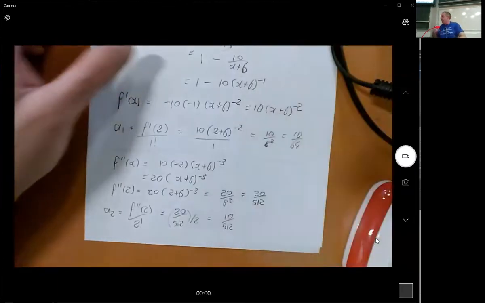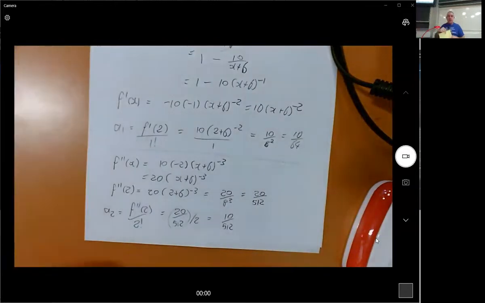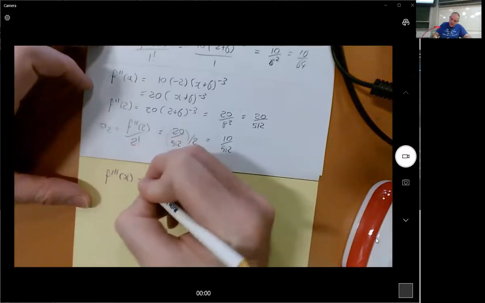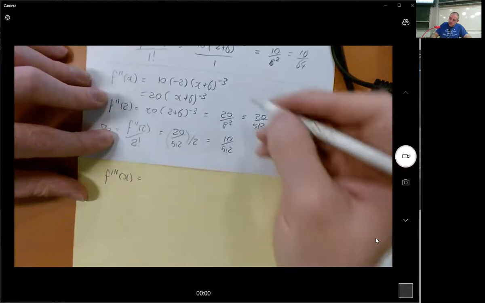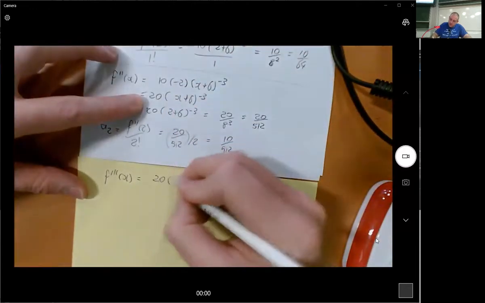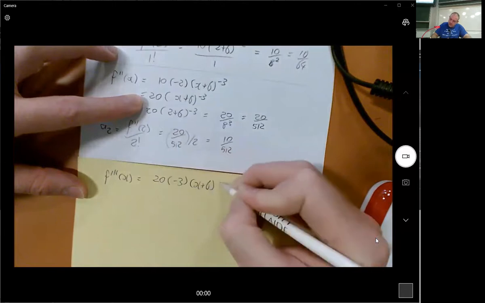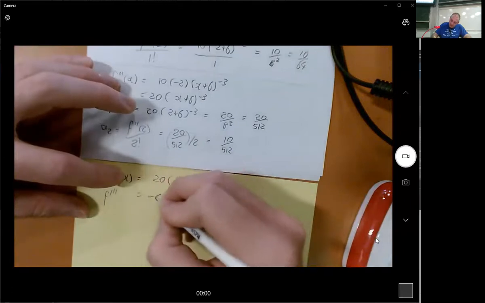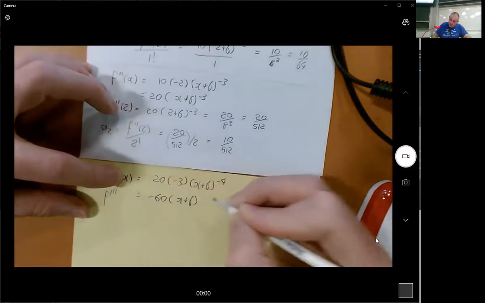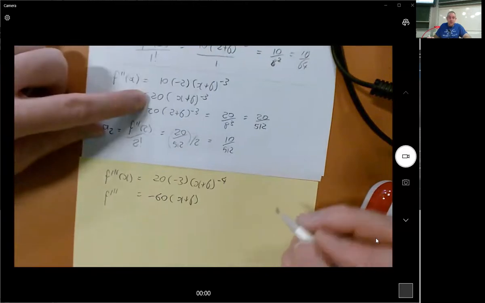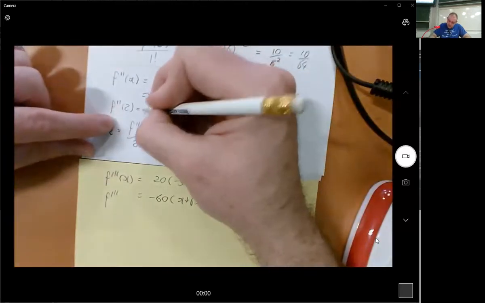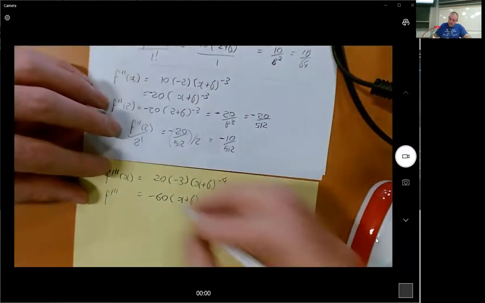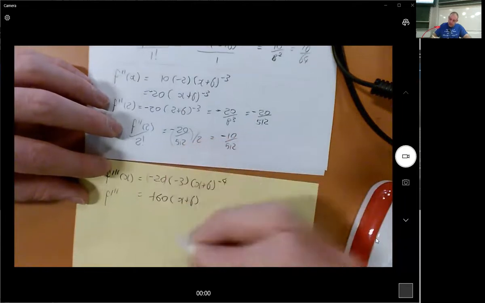Okay, run out of paper. I'm just going to need some more, which will have to be yellow because that's the only paper I have. Now, f triple dashed of x is, where was f double dashed here? 20 times minus 3, x plus 6 to the minus 4. And f triple dashed, so I guess that's minus 60 over x plus 6. Oh, crap. That was supposed to be a minus back here. Minus, minus, minus. Okay. So that's actually a minus 20. That's a plus 60 now. Okay.